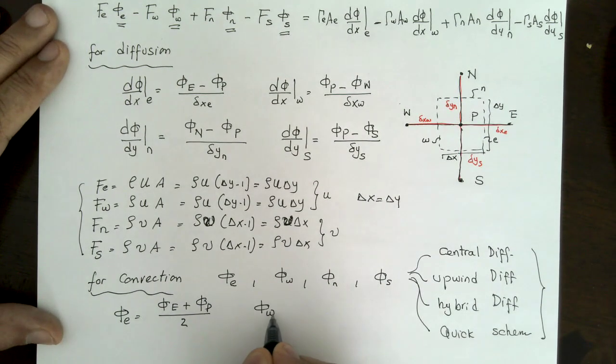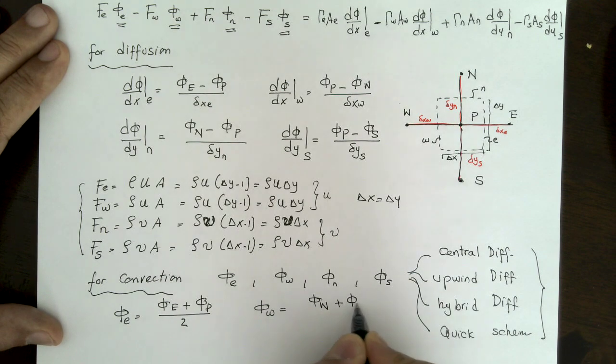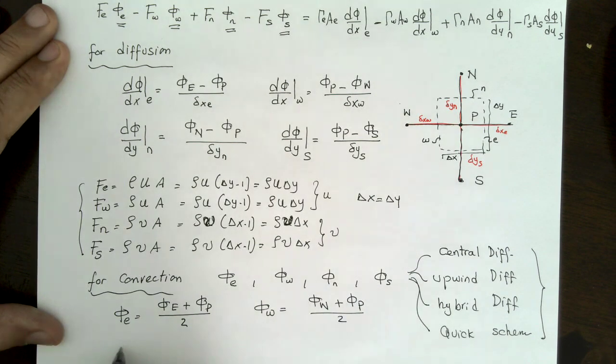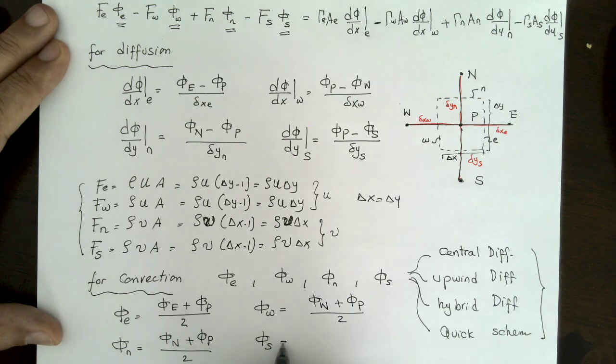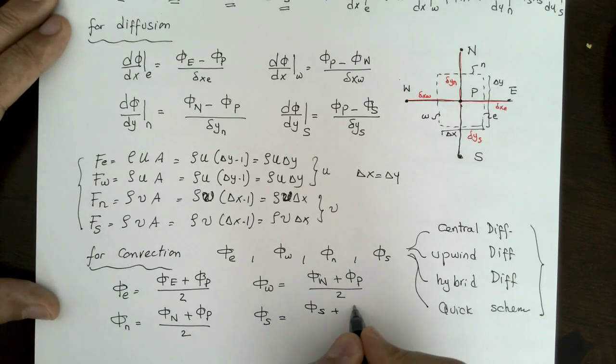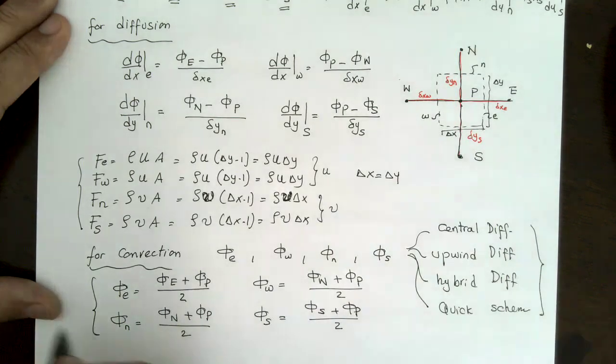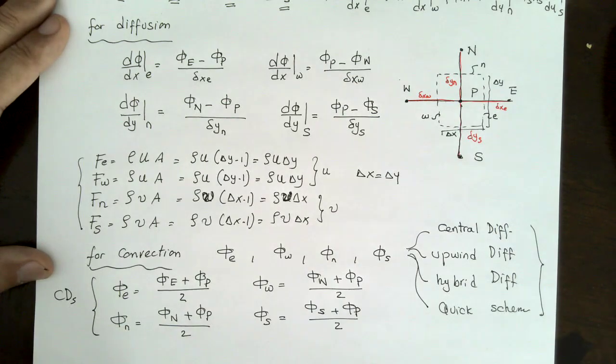Phi on the west face will be simply the average of phi W plus phi P divided by 2. If I want to go for the north, it will be phi N, capital, plus phi P divided by 2. Phi of the south face equals the average of the south node and phi P, divided by 2. These are based on the central differencing scheme.